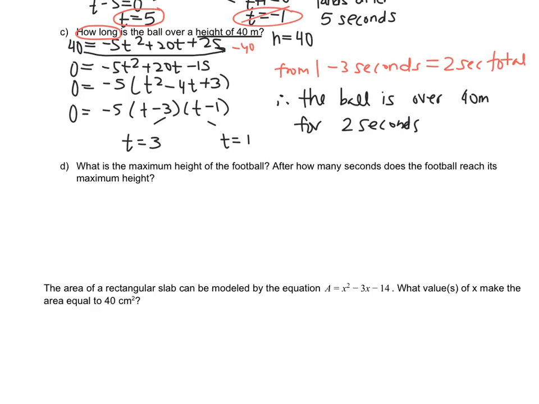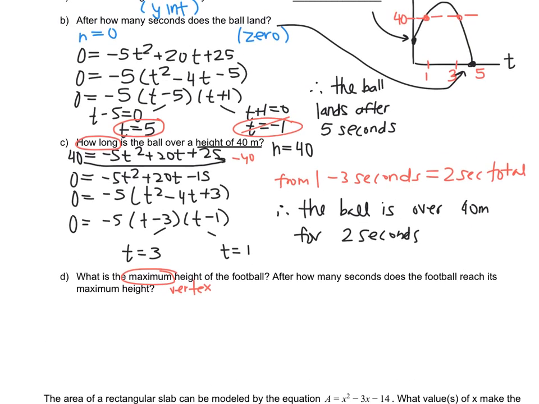What is the maximum height of the ball, and after how many seconds does the football reach its maximum height? The word maximum should make you think of vertex right away. Now, you have options here. You can complete the square from your standard form if you'd like, but I already know my zeros. From over here, I know that my zeros are 5 and negative 1. And yes, negative 1 didn't make sense for question B, but it was still an x-intercept.